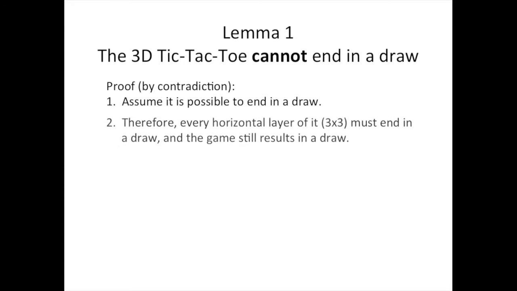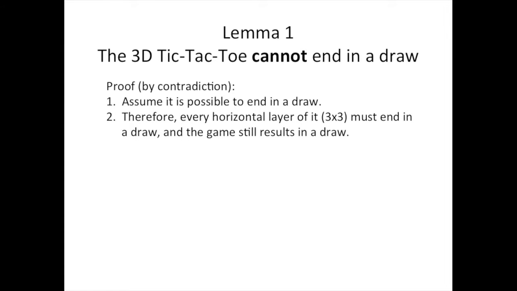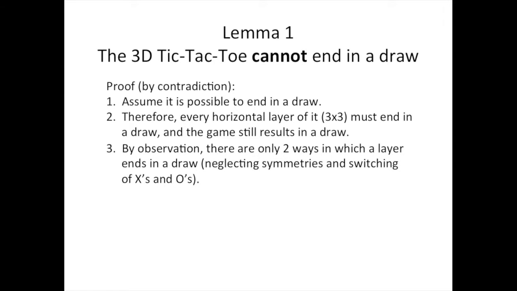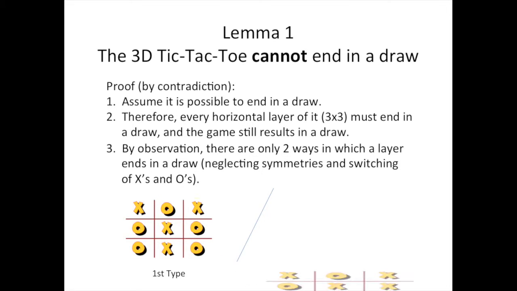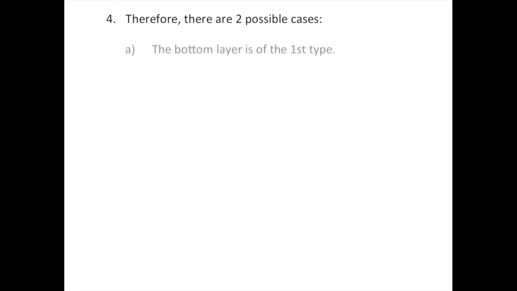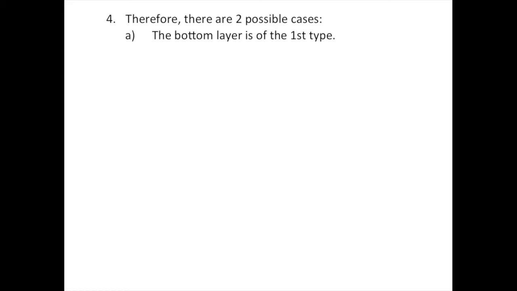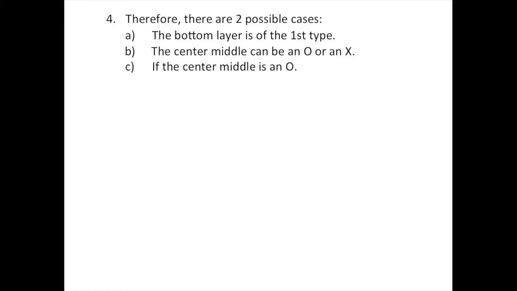We try to prove this by using contradiction. First, we assume it is possible for us to end in a draw, and therefore every horizontal layer of it must end in a draw, and the game must still result in a draw. By observation, there are only two ways in which a layer will end in a draw, of course, by neglecting symmetries and switching of X and O's. Therefore, there are two possible cases. First one is, if the bottom layer is of the first type, then the center middle can be an O or an X. We'll try both.